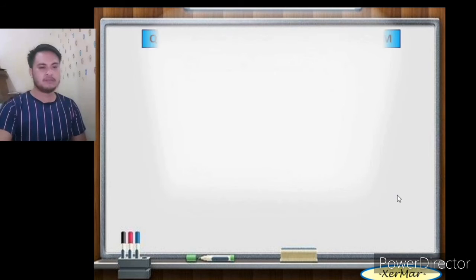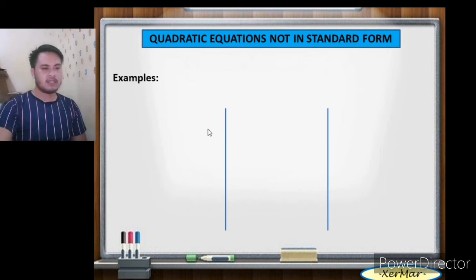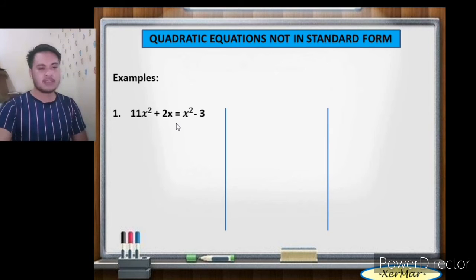Okay, next. Quadratic equations not in standard form. So we have examples. Number 1, 11x squared plus 2x equals x squared minus 3. So observe, on the left side, we have two terms, which are the quadratic term and then the linear term. Next, on the right side, we have x squared minus 3.